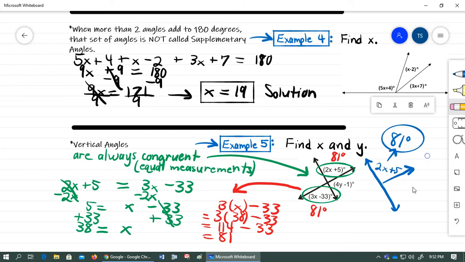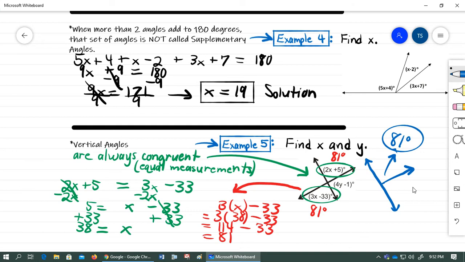Give me a sec. We don't really need that right there anymore. All we need there is just to look at that 81 degrees. This angle right here is just 81 degrees. We know that.